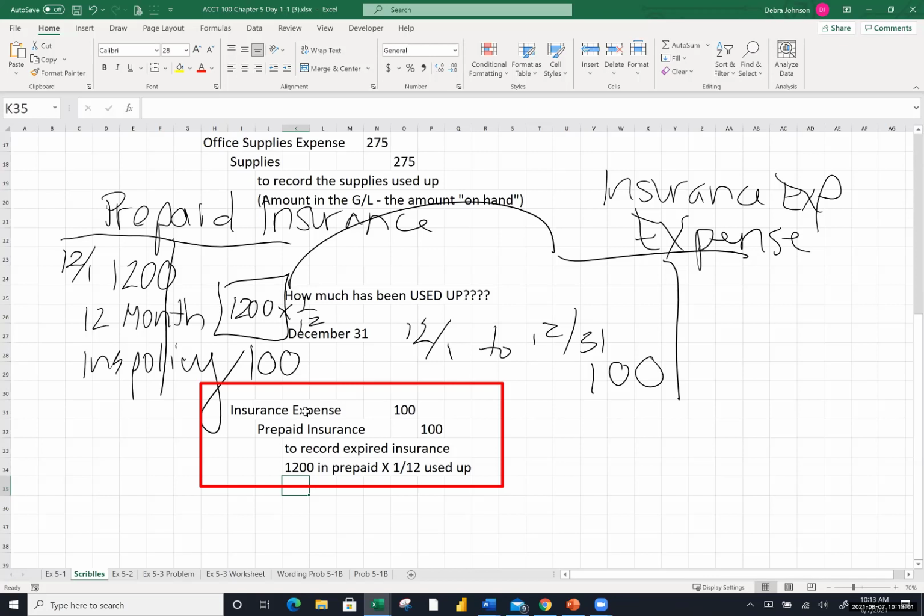So we've covered 2 out of the 3. This chapter has 3 adjustments in it. We just covered 2. Any questions on those 2?